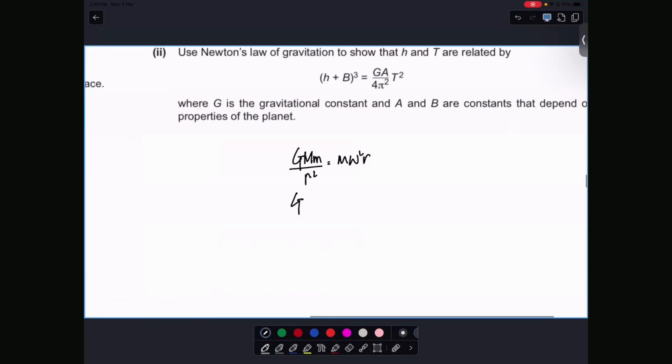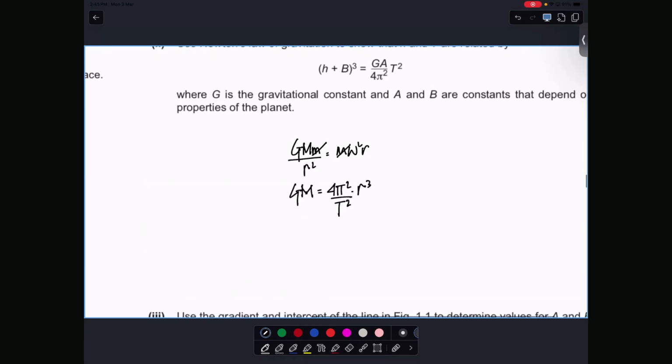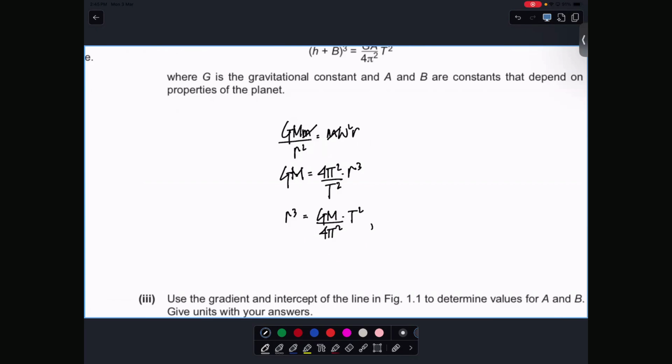আচ্ছা, okay, problem নেই, আমরা M রাখি এখানে, এই M টা cancel out হয়ে যাবে. Equals, omega is going to be what? 2 pi by T. So 4 pi square by T square times R cube. এখন আমরা যদি এটাকে এভাবে rearrange করি তাহলে কি হয়? So you get R cubed is equal to GM divided by 4 pi square, T square. তো এখানে হচ্ছে আমাদেরকে acknowledge করতে হবে, M is what? A, and H plus B is going to be what? Right, so B is what? Radius of the planet. Very good, right? B is radius of the planet.